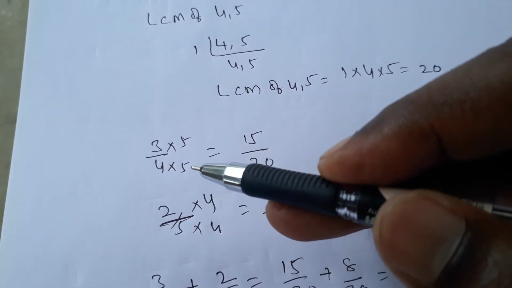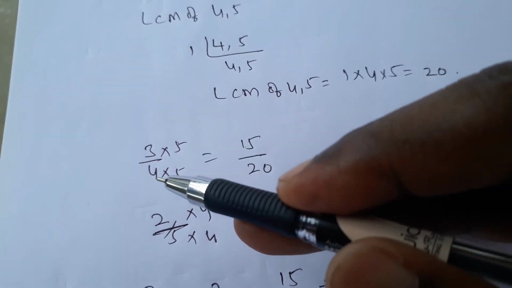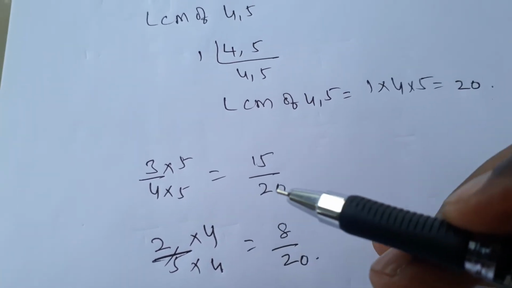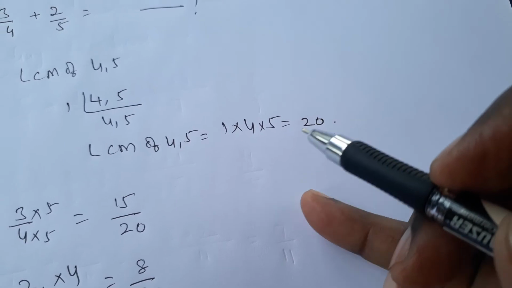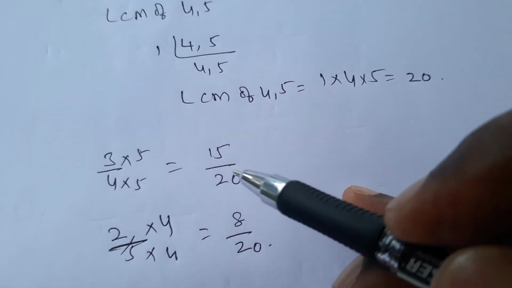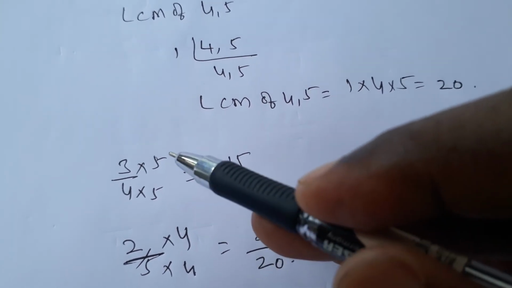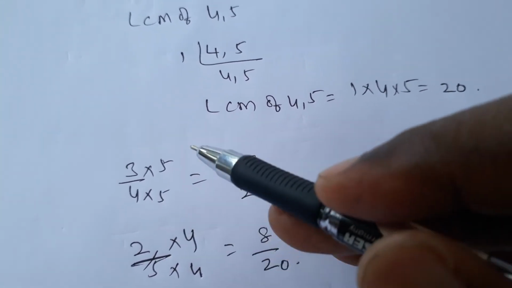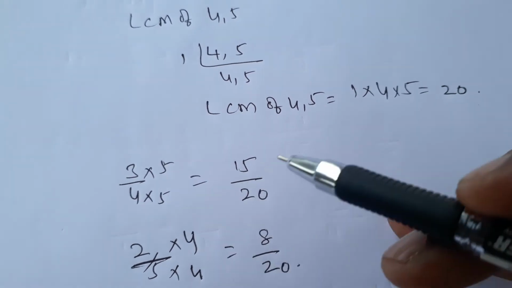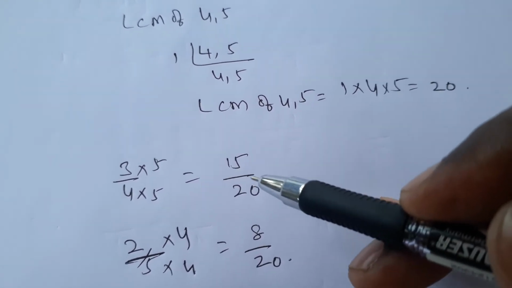So 3 by 4, into 5 by 5. Why am I multiplying with 5? I want the denominator to be the LCM. So I multiply the denominator with 5. When you multiply with 5, the numerator should also be multiplied with 5. Then you will get an equal fraction. 3 by 4 and 15 by 20 are equal now.